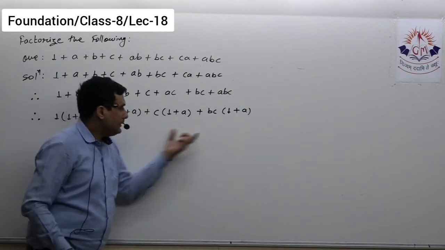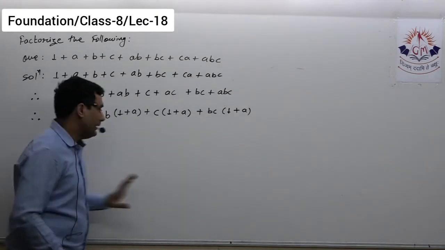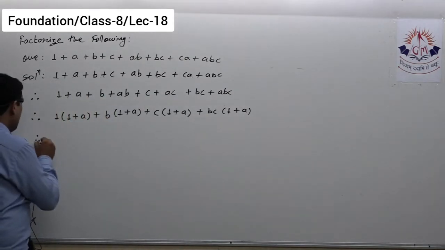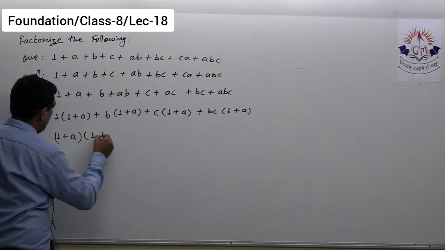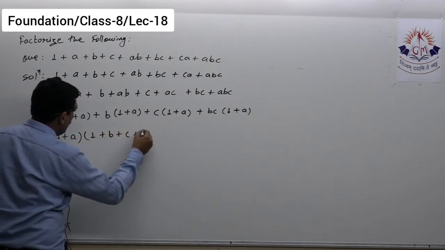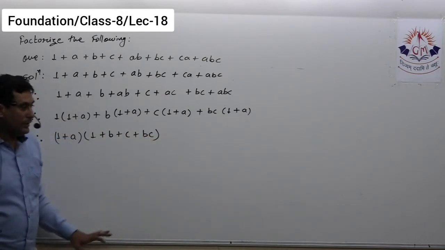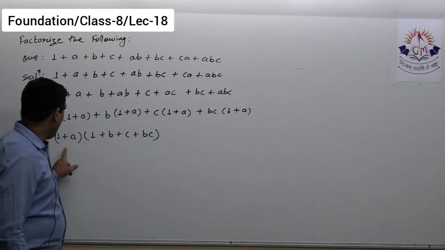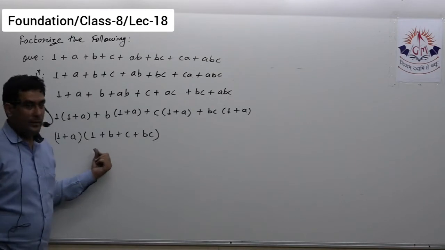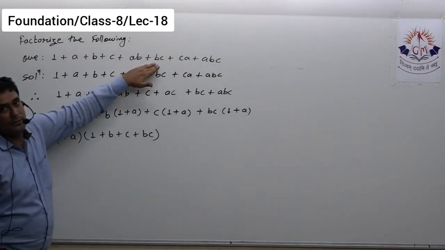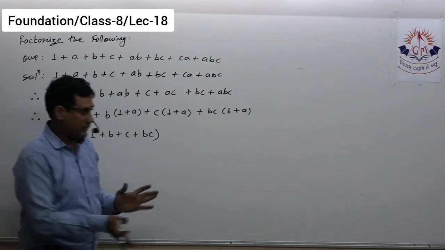Now each term of this expression has 1 plus a within it. So now I will take that 1 plus a common. So here I do get 1 plus b plus c plus bc. So this is my final answer. Now one thing more, even if I take 1 plus b common, this expression will be different. That means for the same expression, it is possible to find a different set of factors.